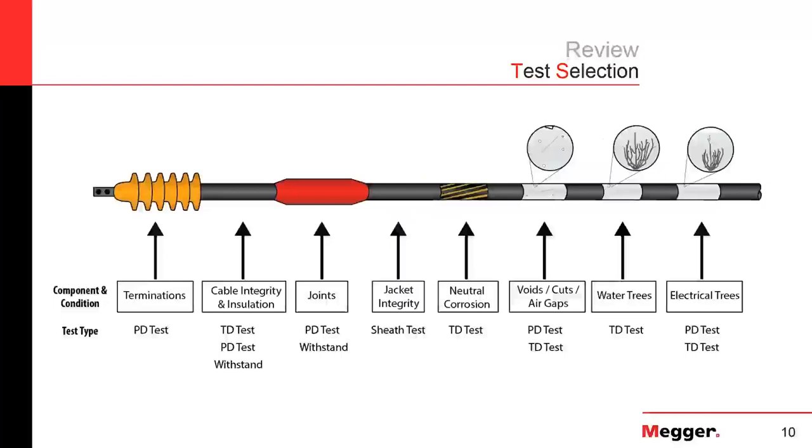So if we take a look at this overview of the test selection, we can see that if we're looking for problems in the terminations, as on the left there, a partial discharge test is going to be the best choice of testing technology for that. But if we look closer to the right-hand side at the water trees, the tan delta test is going to be more effective at finding those. So we have to make sure that we try to pair the testing technology that we use to the type of issue that we're looking for. It's very important that we keep that in mind.